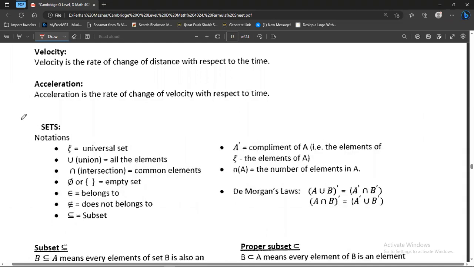Velocity is the rate of change of displacement with respect to time. Or in mathematics, because we are in mathematics, the word distance is used, but in physics it is displacement. Acceleration is the rate of change of velocity with respect to time.